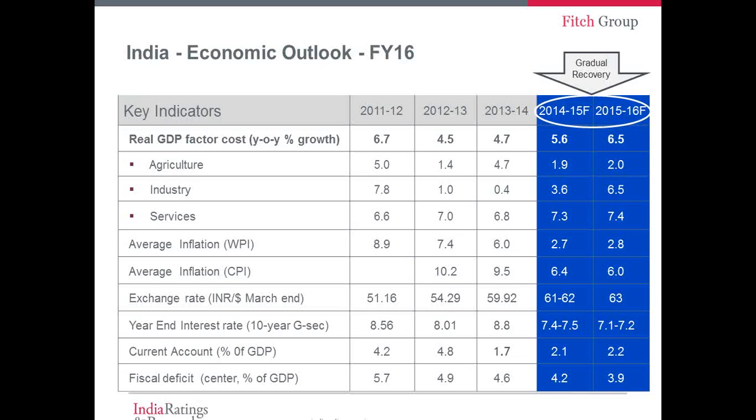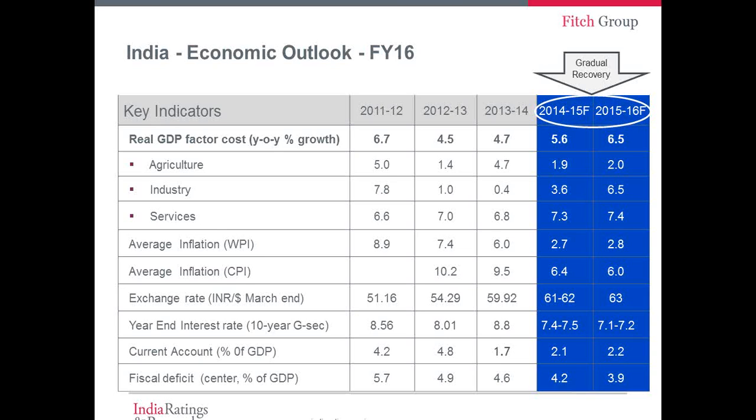What is up on the screen is our forecast for FY16. Broadly, what we are trying to state is that the Indian economy has bottomed out. So from here on, if things continue the way they are and if there are no shocks, then the likelihood is that the economy will grow at 6.5% next fiscal. Our estimate for the current fiscal is 5.6%.